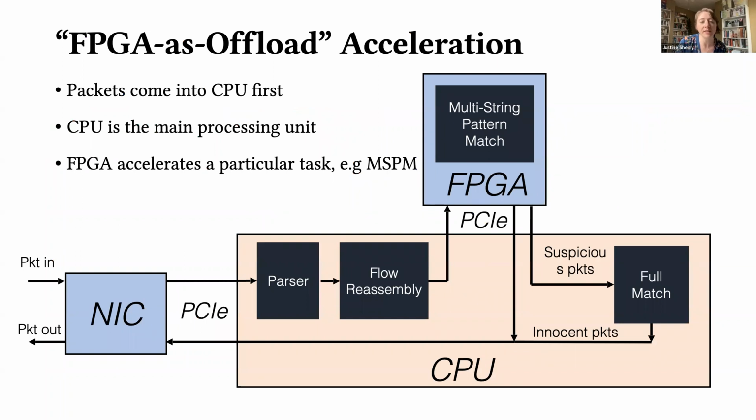The Pigasus team wasn't the first to apply FPGAs to the problem of intrusion detection, but traditionally most of the research stuck with the model that the CPU was king, and the FPGA was treated as a subsidiary offload, tasked with optimizing just one or a few components of the pipeline, typically the string matcher or the regular expression matcher.